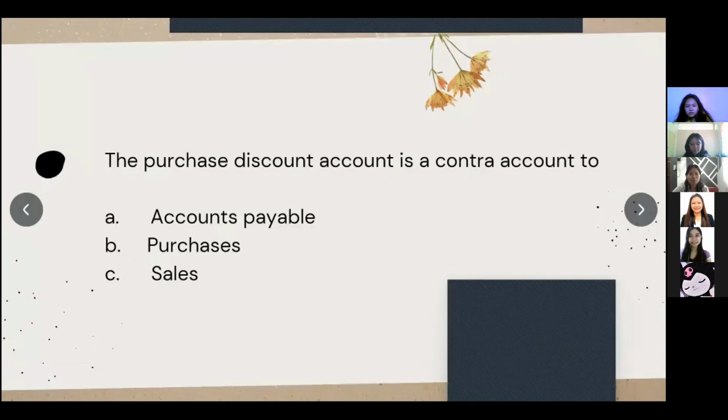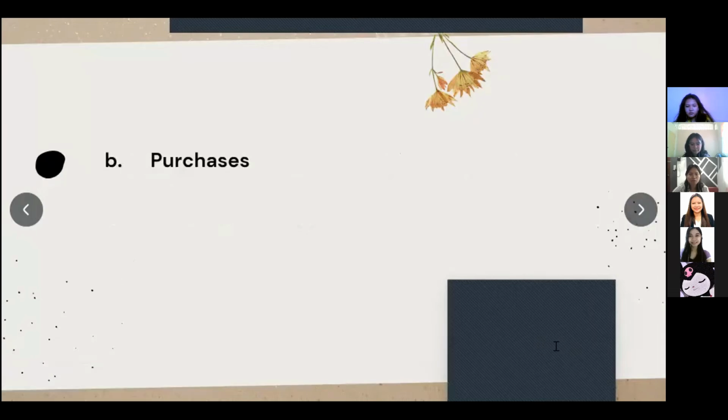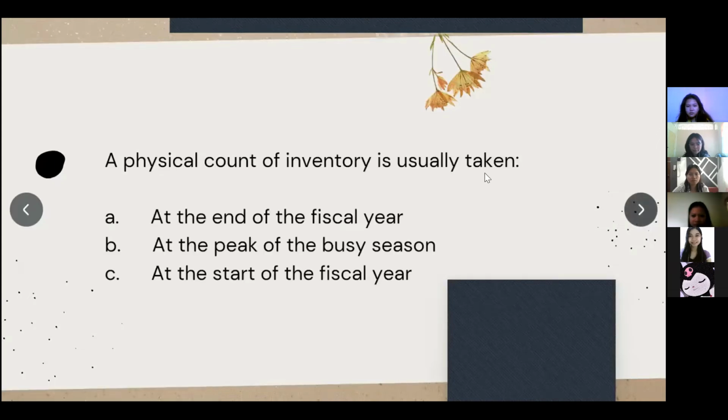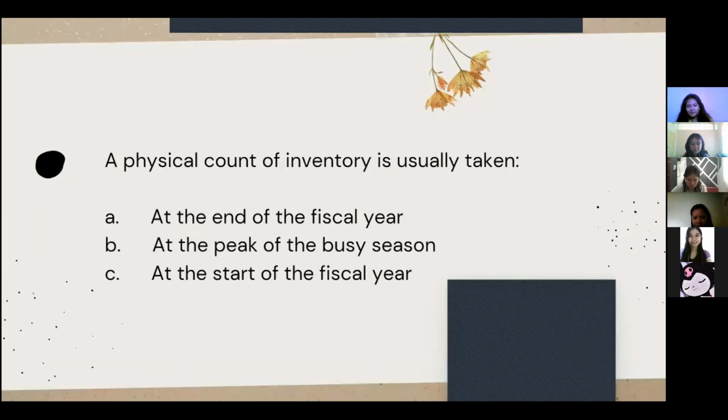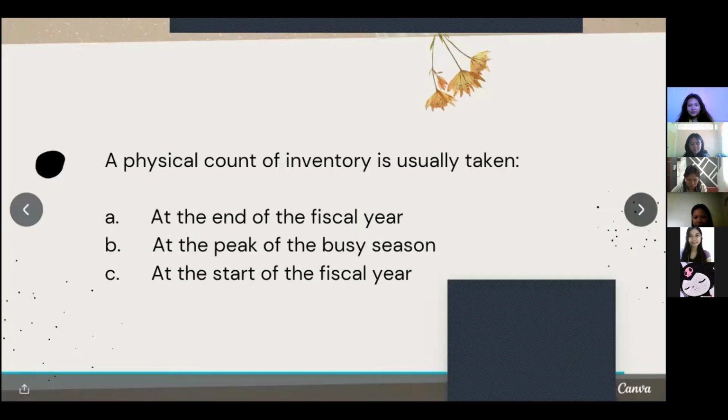Okay, and next question tayo. A physical count of inventory is usually taken A, at the end of the fiscal year, B, at the peak of the busy season, or letter C, at the start of the fiscal year. Okay, sabi ni Charlene, letter A. Si Ili kaya, letter A din. Tingnan natin, tama. At the end of the fiscal year. So, ayun lang. Thank you.